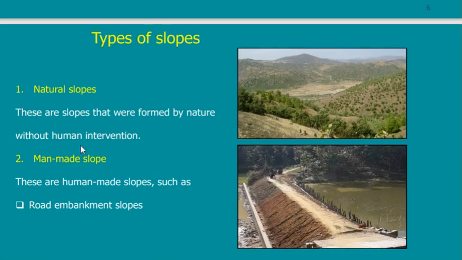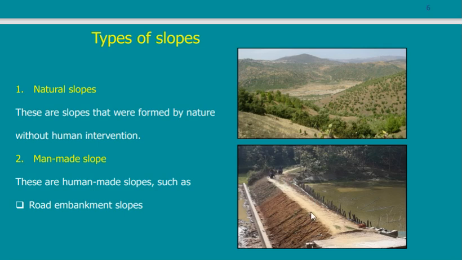Types of slopes: as I said, there are two types of slopes. There are natural slopes, something like this photo. This is a slope, and this is natural. We did not do anything. We just went there and we found this slope. Nobody constructed it. But if you look at this, it is man-made.